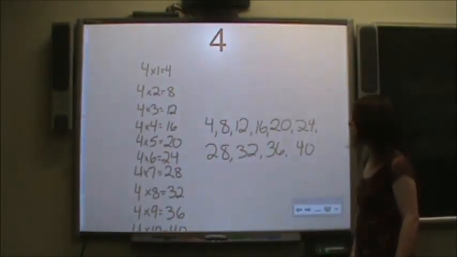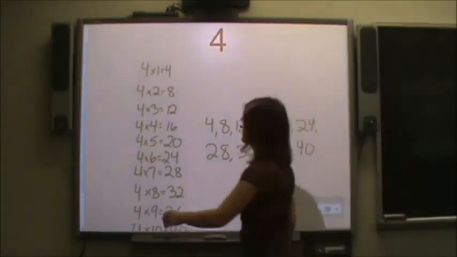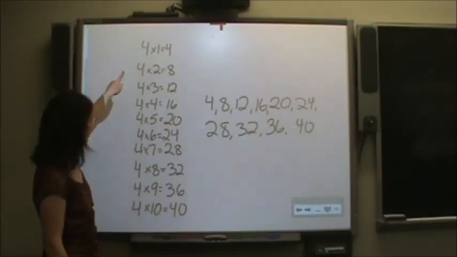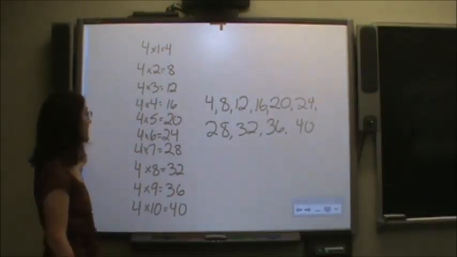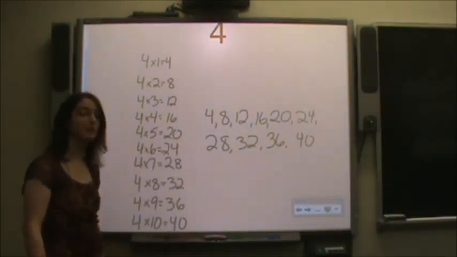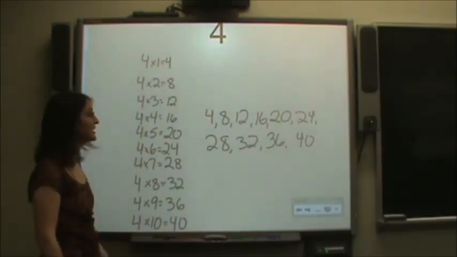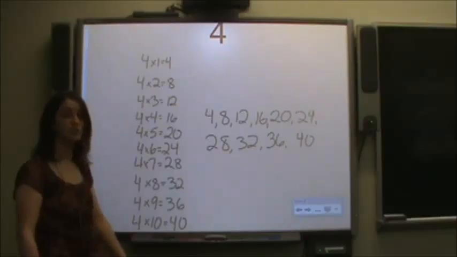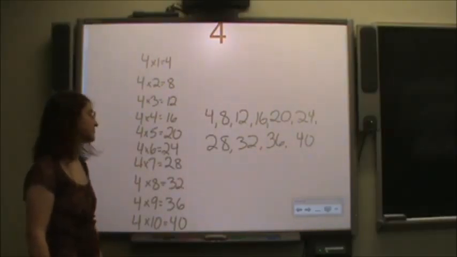Here are all the multiples of 4. Now I've done all of the math out over here. As you can see, I've done 4 times 1 all the way up through 4 times 10. And my multiples listed in order are 4, 8, 12, 16, 20, 24, 28, 32, 36, and 40.